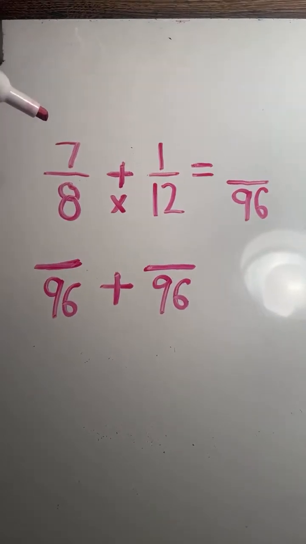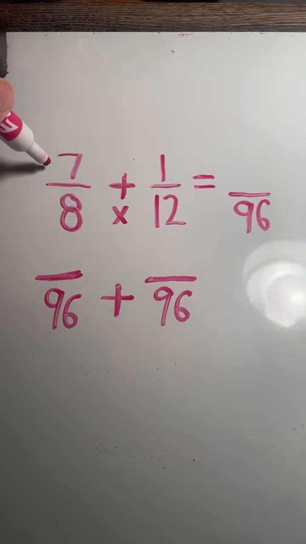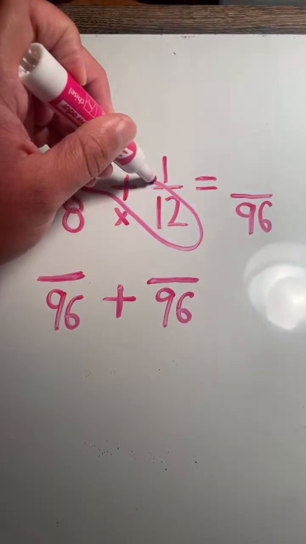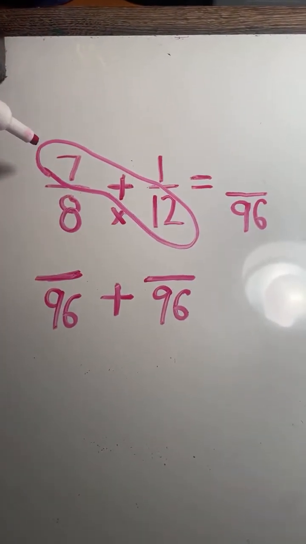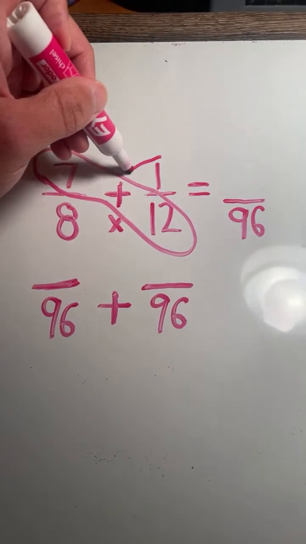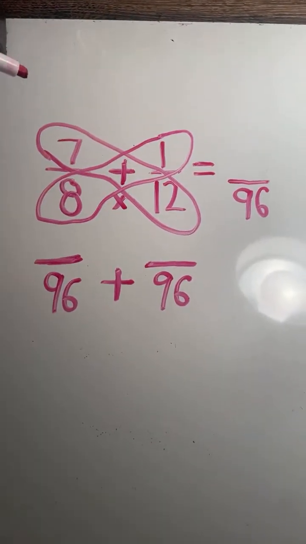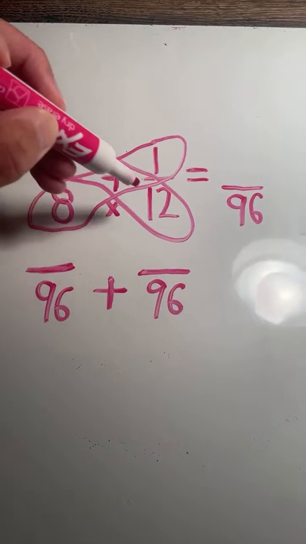Now to find our numerators, we have to multiply each numerator times the opposite denominator. So the 7 in 7/8, we have to multiply that times 12. The 1 in 1/12, we have to multiply that times 8. This is why they call it the butterfly method, because it ends up being the shape of a butterfly.